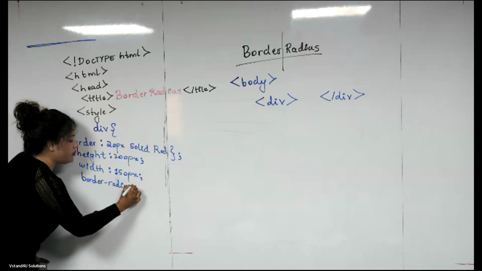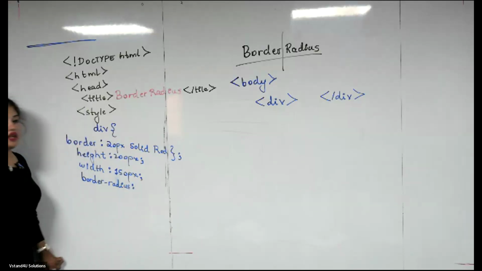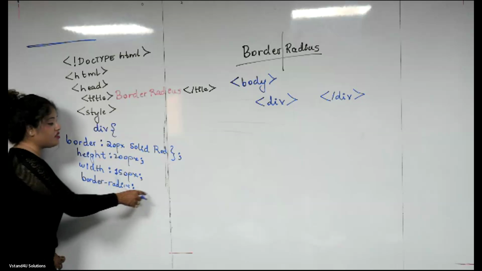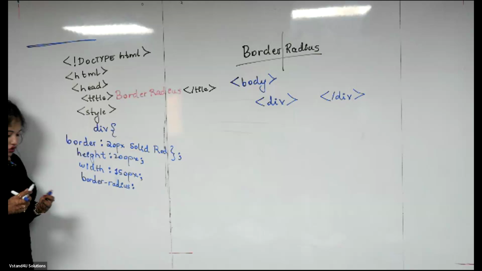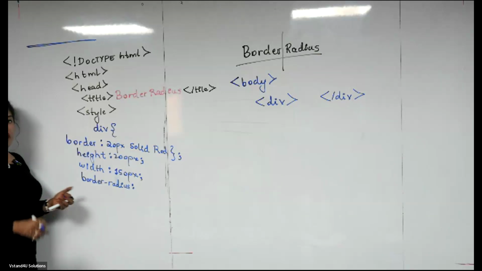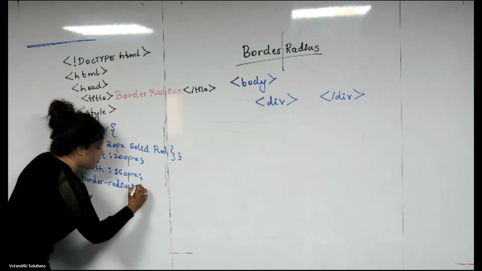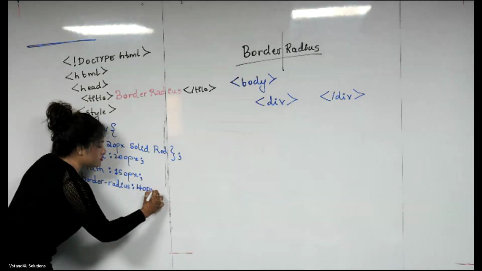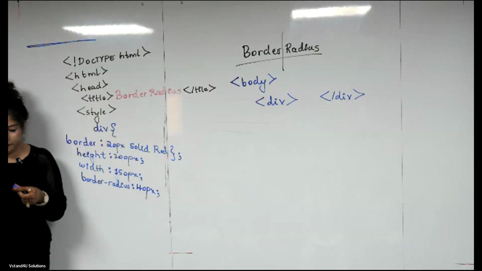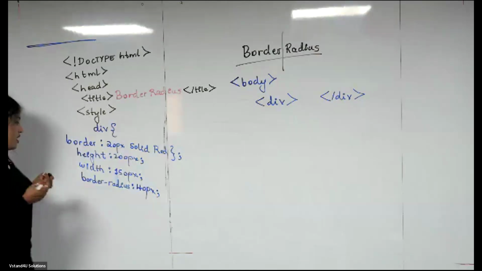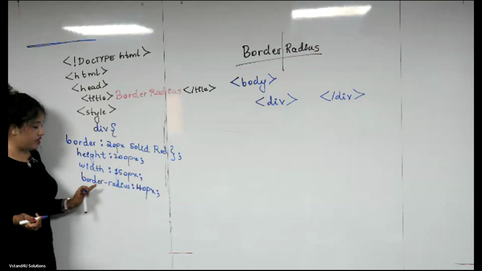I will write one property called border radius, and inside this border radius, let me pass one value called 40 pixels. Okay. Now, let us see practically what will happen. See, only till here, just leave this border radius.